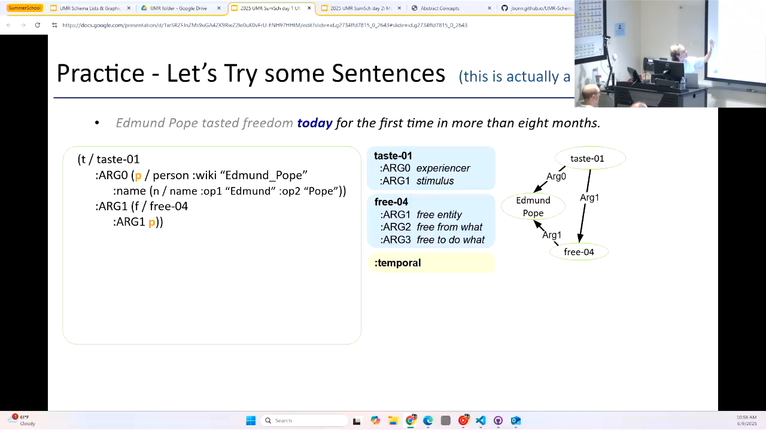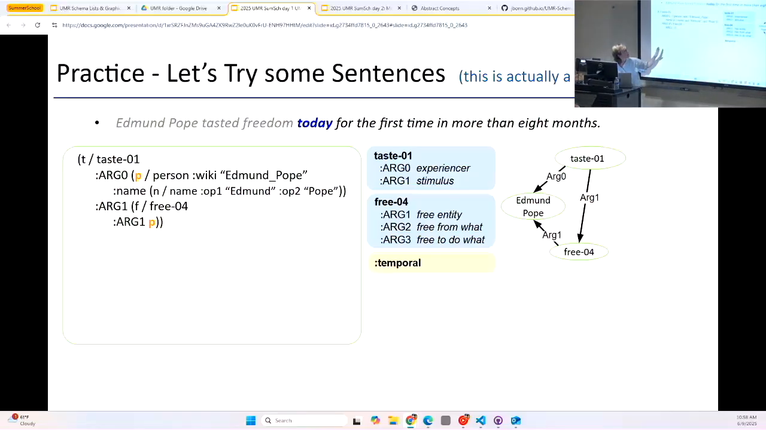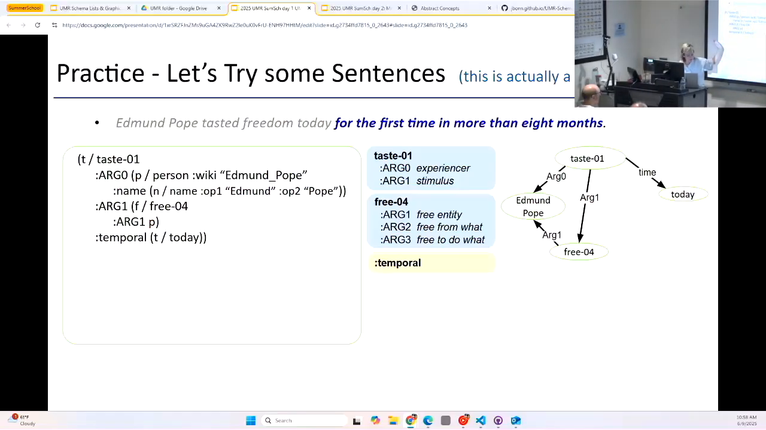Okay, now we're on to the temporal phrase. So in AMR, this was actually time, but in UMR, it's temporal. Today, that one is its own node, just today. Now we have for the first time in more than 8 months. So this is a complicated one. How do you think we might do this?